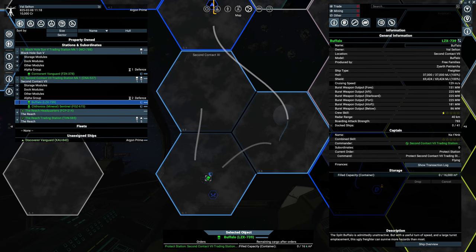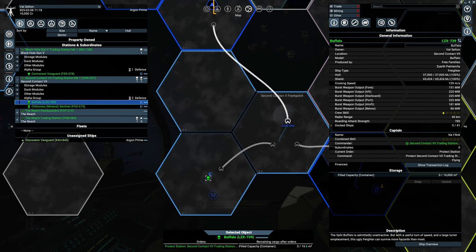Today we're going to be talking a little bit about trading stations. I get asked a lot of the time why I bother with trading stations as relay points, and why I put them all over the place and restrict them to trading with my own faction and not everybody else. So today I'm going to touch on the answers and hopefully clarify why I do it.